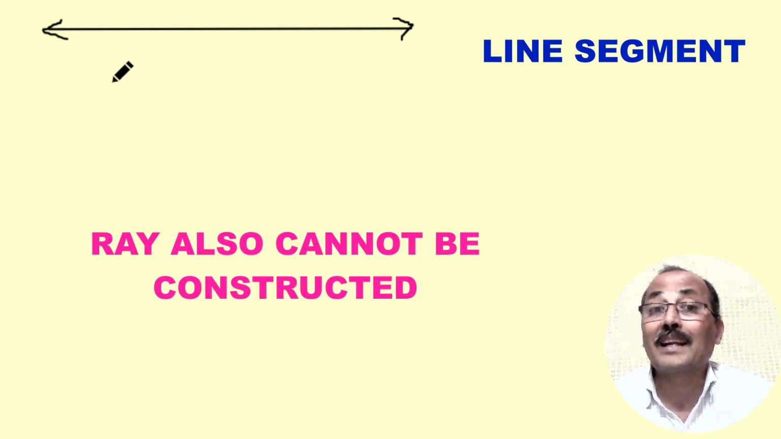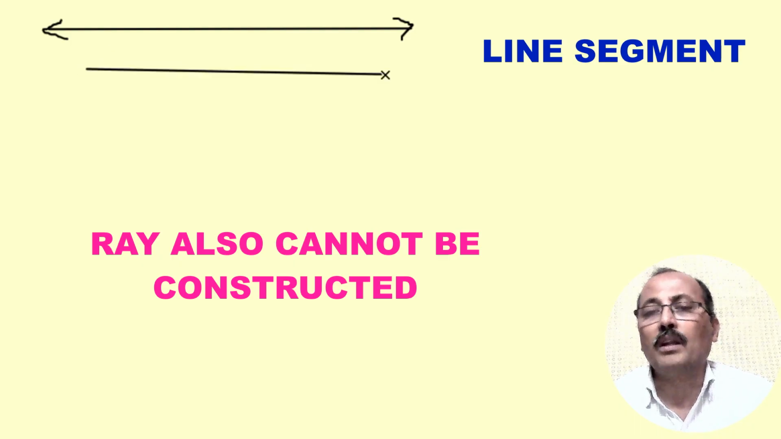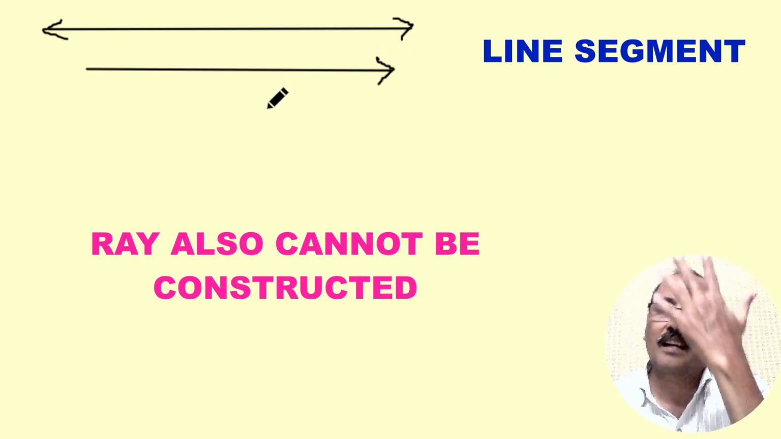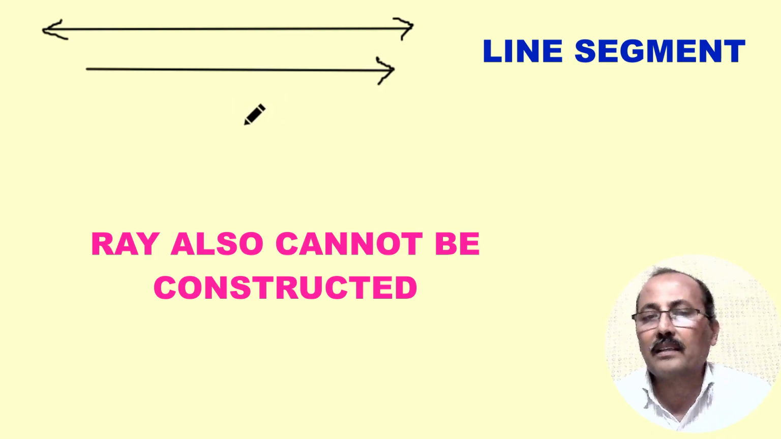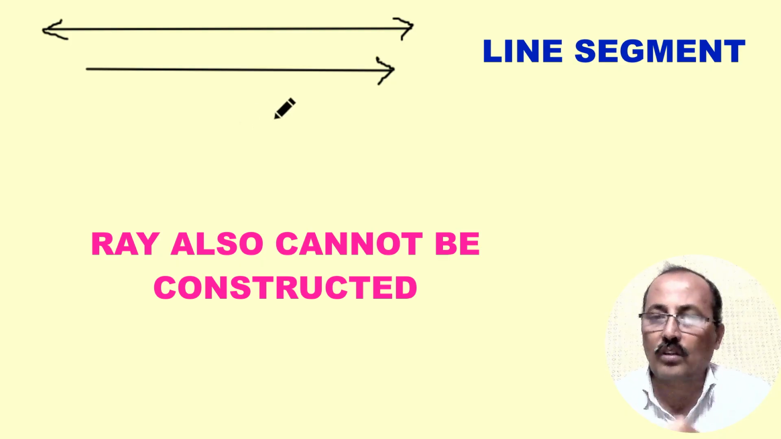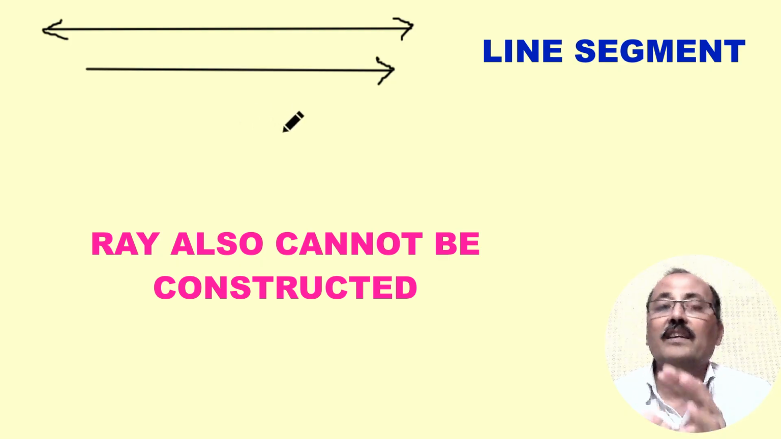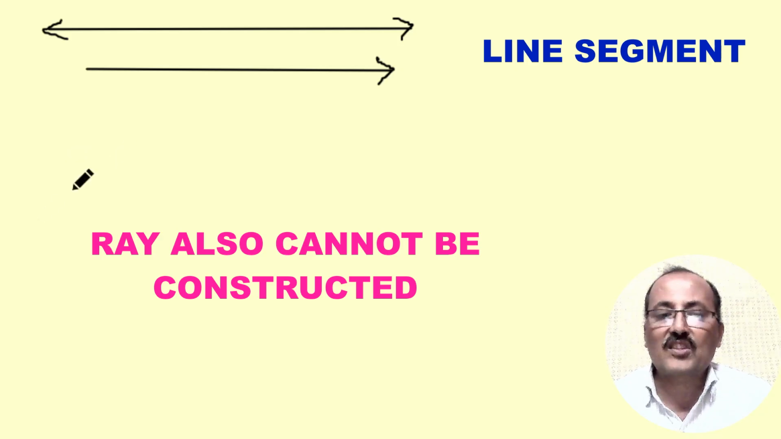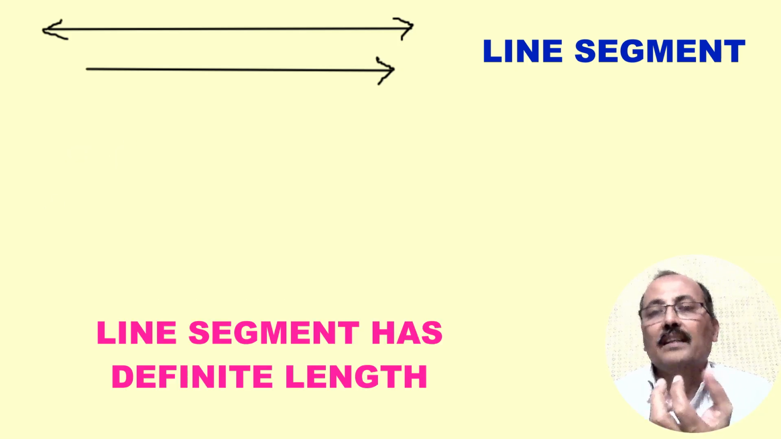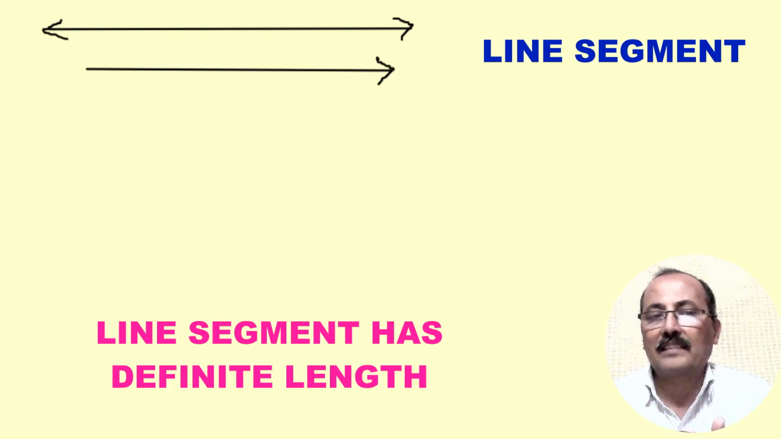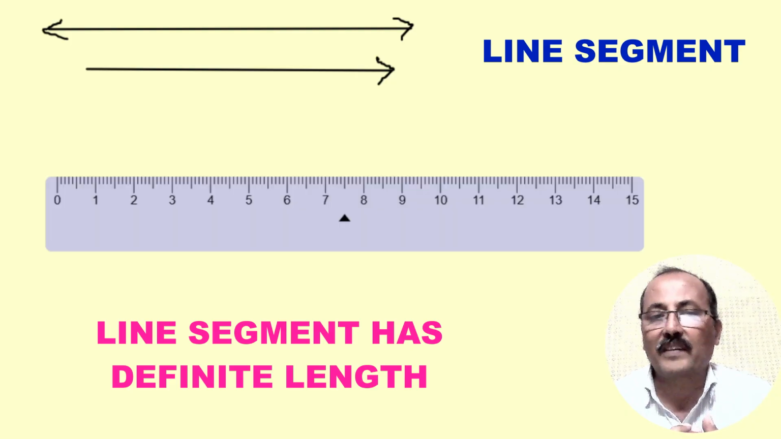Then what about ray? Ray also, it is not possible. It extends on one side indefinitely. Either this side or this side, up or down, like that it will be moving. So we don't have definite length, therefore it is also not possible to construct. Remember these points. Next, line segment. For line segment, you have definite length. Take for example 5 centimeter, 10 centimeter, like that you take some definite length.